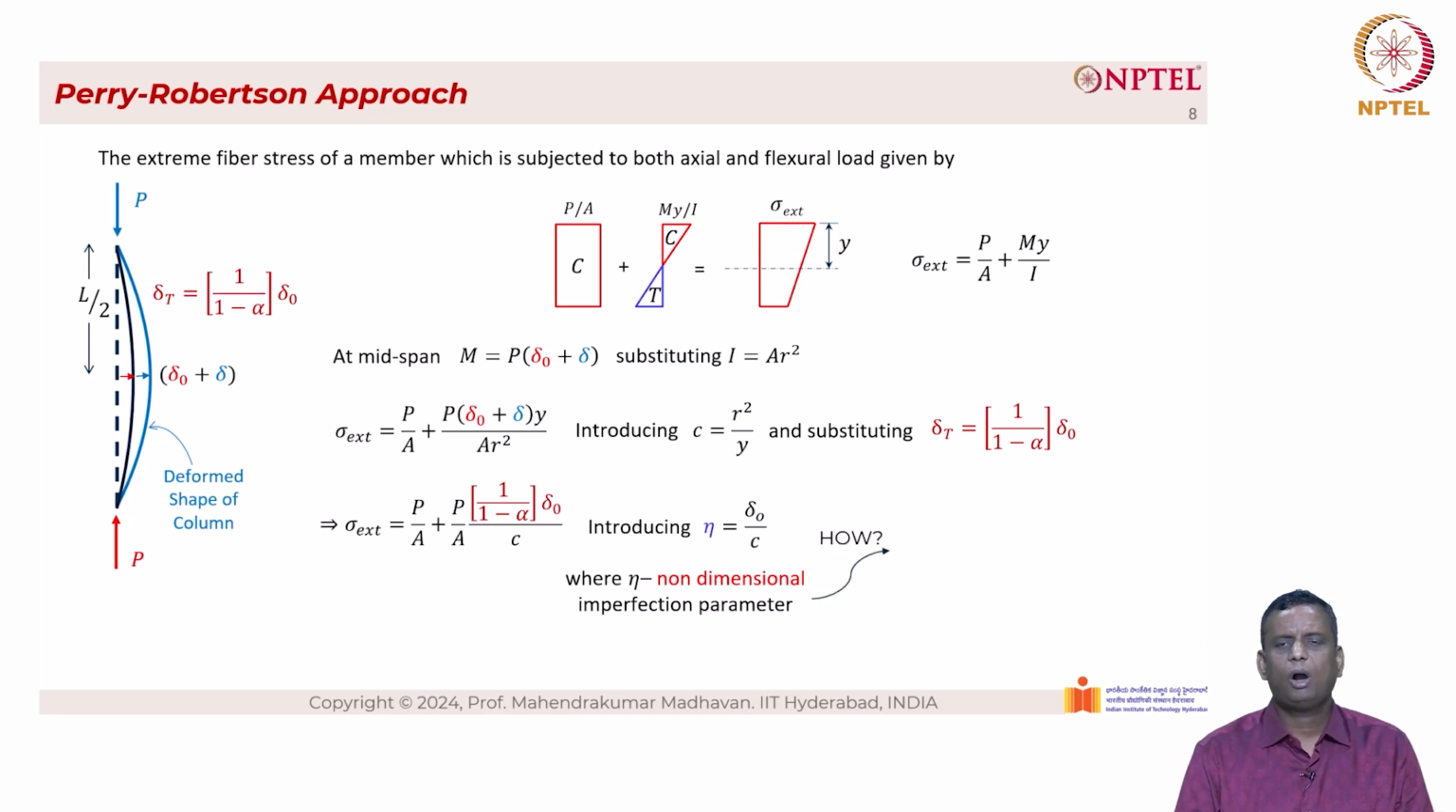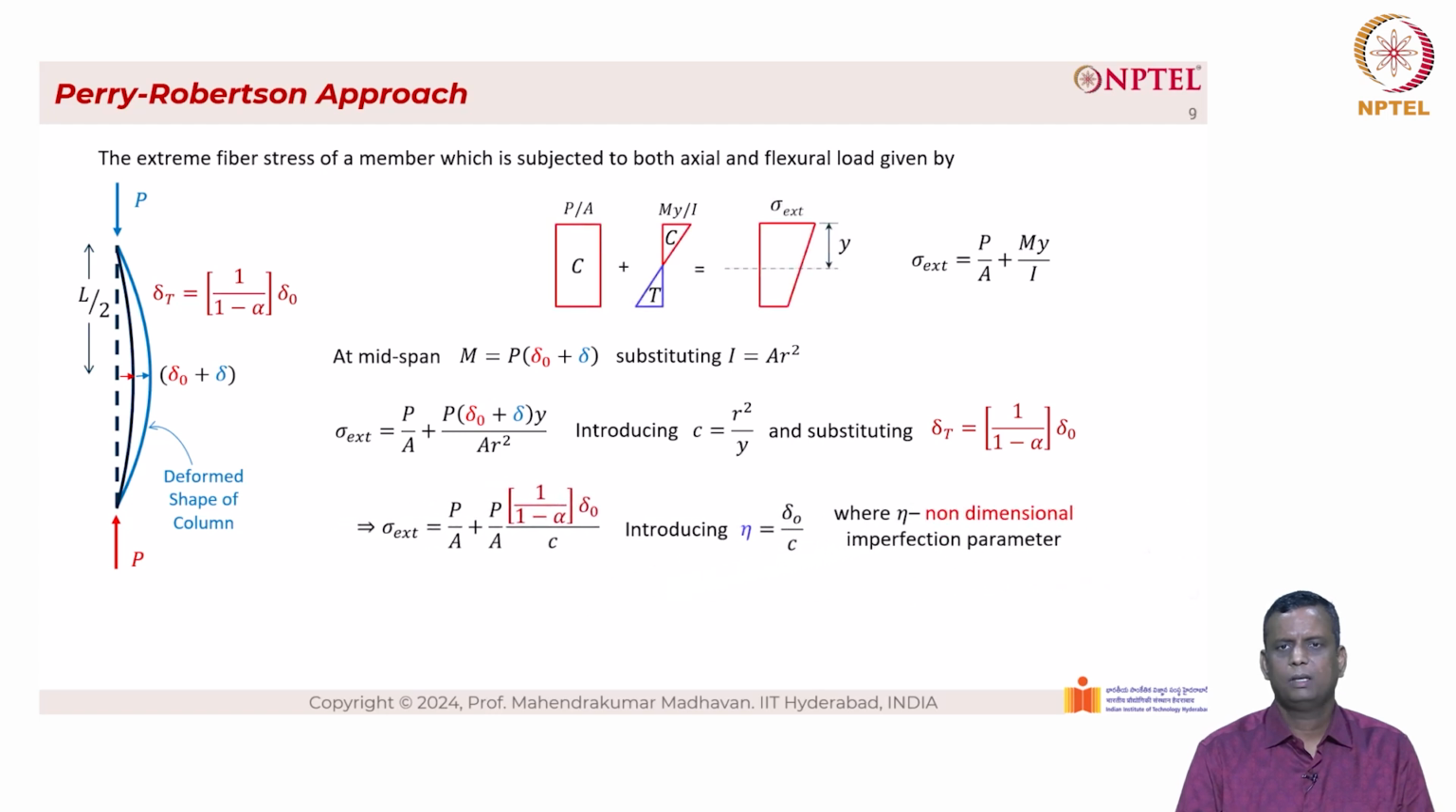Now let's look at how it is non-dimensional. The unit of delta naught is distance, which is mm, and the unit of C is r square by y, so millimeter square by millimeter, again in mm. So the unit of eta is mm per mm, which means it is non-dimensional. Therefore, sigma extreme fiber is equal to sigma plus sigma into 1 by 1 minus alpha into eta. We have changed P by A as sigma.